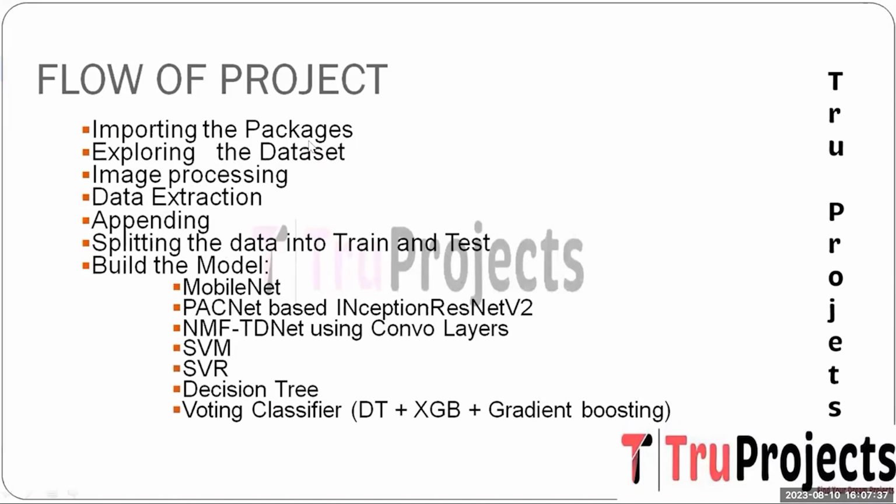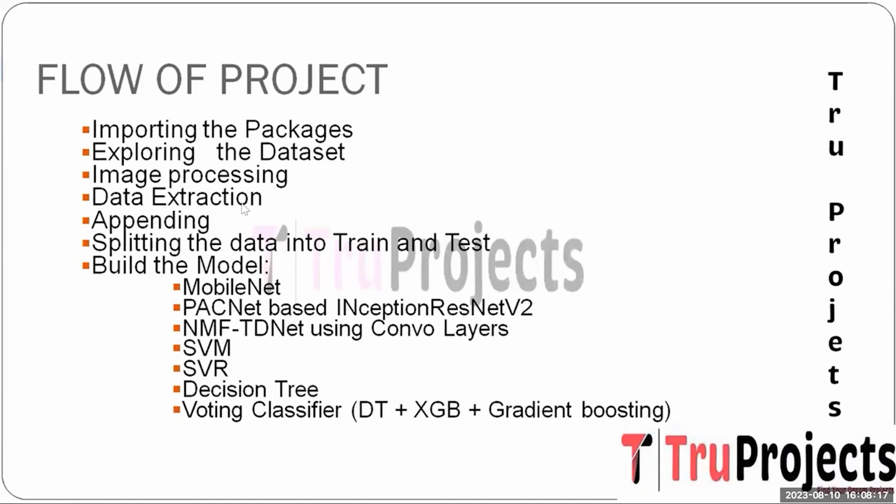The first one is importing the package. Here we need to import the essential libraries and packages that facilitate the data manipulation, analysis and model building for the Alzheimer disease diagnosis project. And the next step is exploring the dataset. The dataset containing the 3D brain MR image for Alzheimer disease diagnosis is thoroughly explored. And the next step is image processing. Here, raw brain MR images are processed to ensure the uniformity and suitability for the analysis. This involves resizing the image, normalizing the pixel value, and converting the images into arrays.